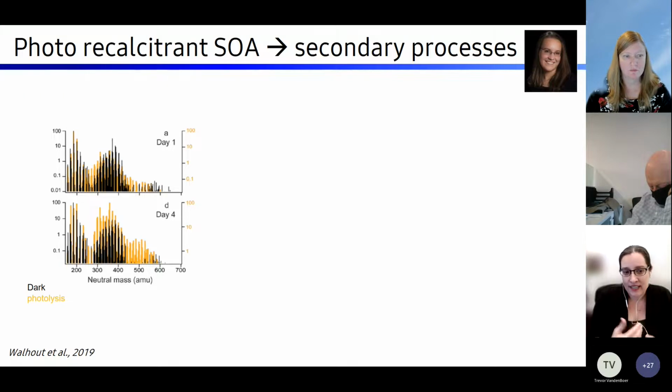But then after 4 days of aging, now we start to see some real shifts occurring in this mixture. And what you can really see, if you look at around 500 atomic mass units, is a big increase in the peak intensity in that region. So we're forming some new compounds in this mixture after it's been sitting there for 4 days.